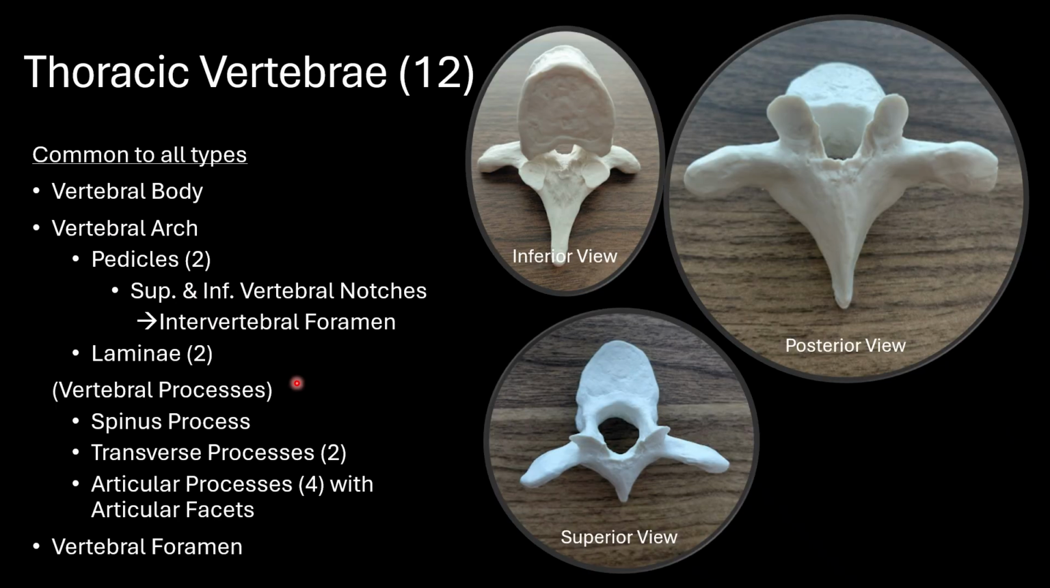Thoracic vertebrae are very straightforward, and we have identified most of these parts in the first slide, but now we have an inferior view of a thoracic vertebra. We can see we have the inferior articular facets both here and here.